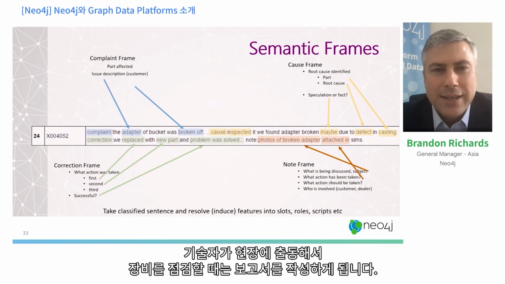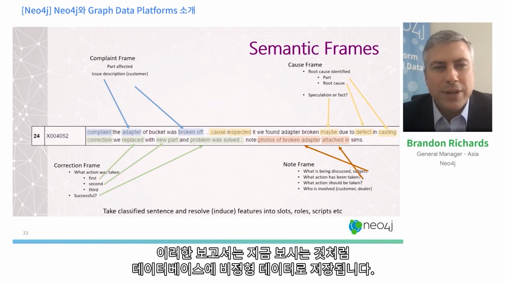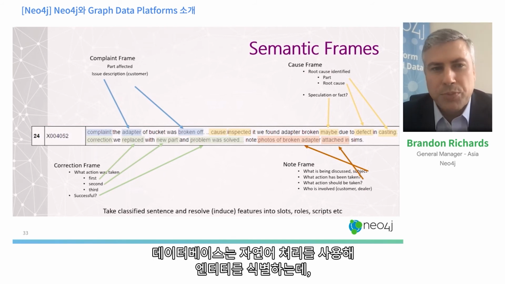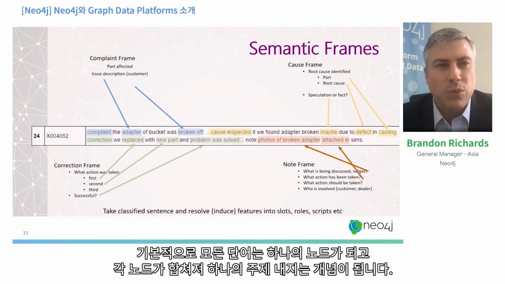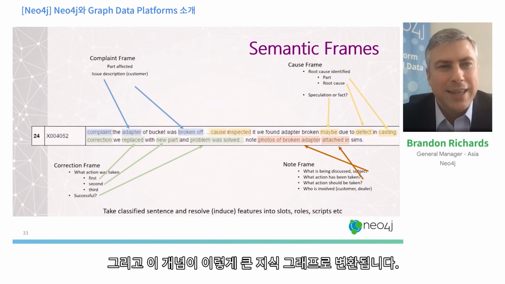So when a technician goes and works on site on a piece of equipment, they will fill out a report. And that report gets stored in their database as unstructured data, just like we see here. And they use natural language processing to identify entities. And basically every word becomes a node, and every node rolls up to a topic or a concept. And that concept further rolls into this big knowledge graph.